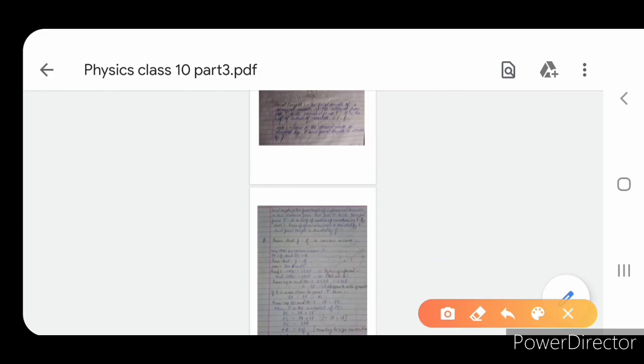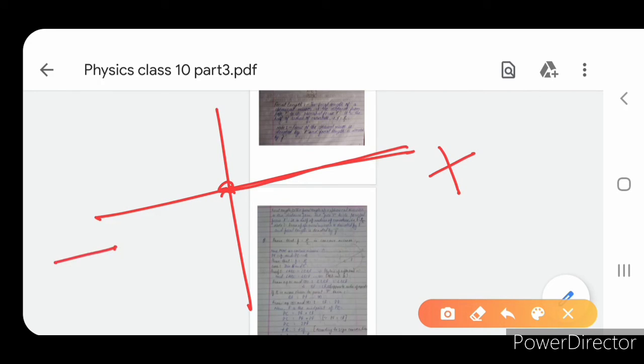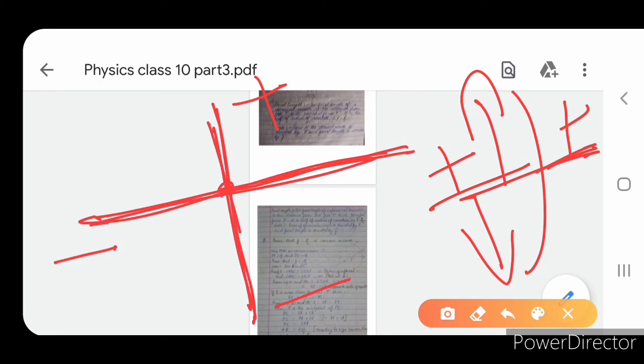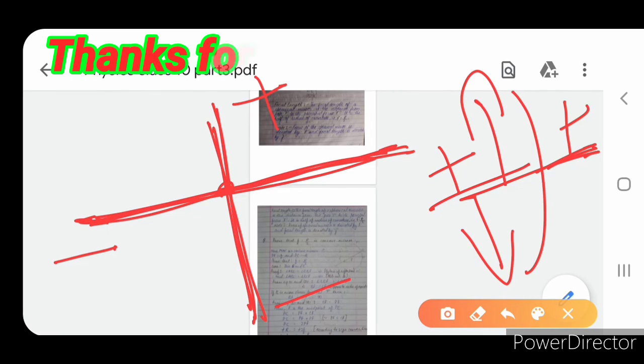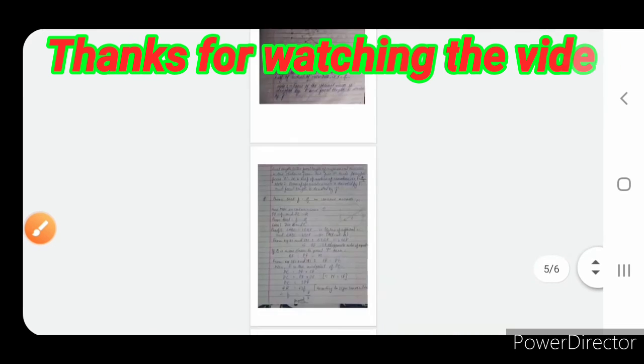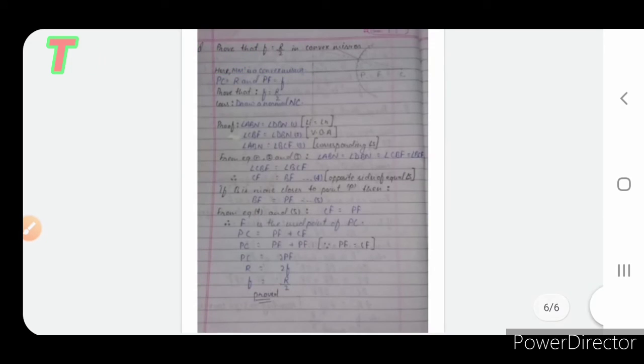Now some notes: the center of curvature and focal length of a concave mirror are taken as negative, and the focal length and radius of curvature of a convex mirror are taken as positive. Same as in the Cartesian plane, where this distance is taken positive and this negative, this positive and this negative. Same in the mirror: this distance positive, this distance negative. So according to the Cartesian plane, we can use common sense for the sign convention in mirrors, and these sign conventions are used to solve numericals. So you have to complete your homework, and if you have any doubt then you can contact me. Okay, thank you.